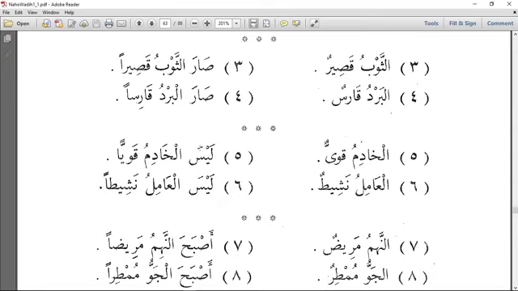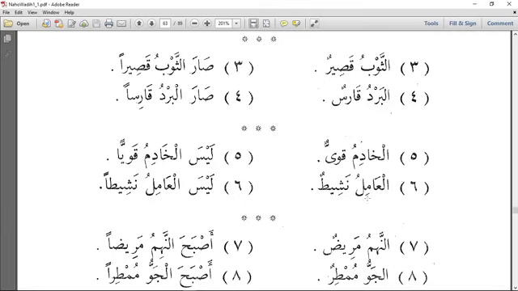So the next sister of kana we have here is Laisa. Laisa al khadimu qawiyan. So Laisa is used to negate. So here it is going to mean the servant is not strong. Our mubtada and khabar is affirming the statement, but Laisa is now used to what? To negate. So Laisa al khadimu qawiyan, the servant is not strong. So al khadim is ismu Laisa, qawiyan is khabaru Laisa.